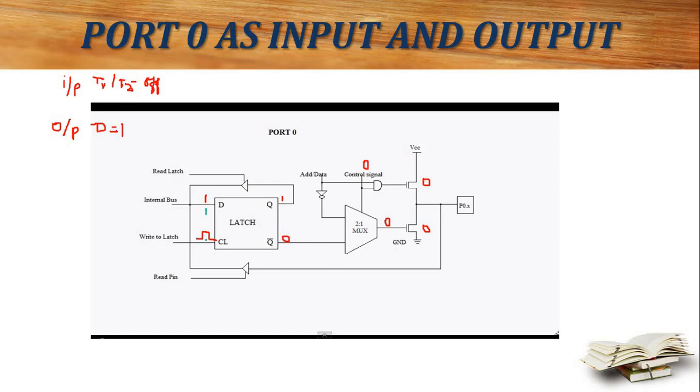D equal to 1 means this Q will also get the same input as D. Once the clock is enabled, it will get the same input. So Q equal to 1, Q bar equal to 0. The same will be displayed here, 0. And in the AND gate also, it will be 0. So both will be in an off state, as in an input state.